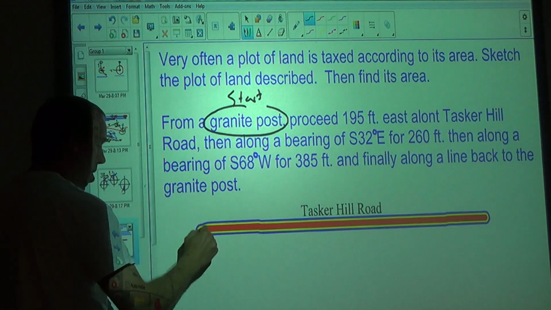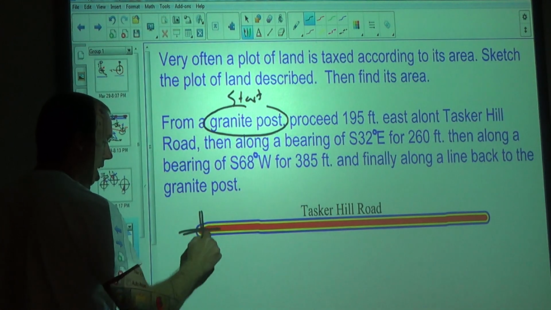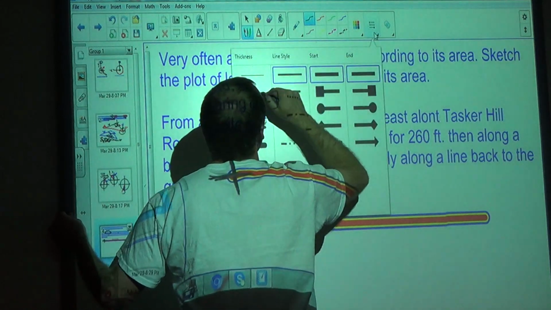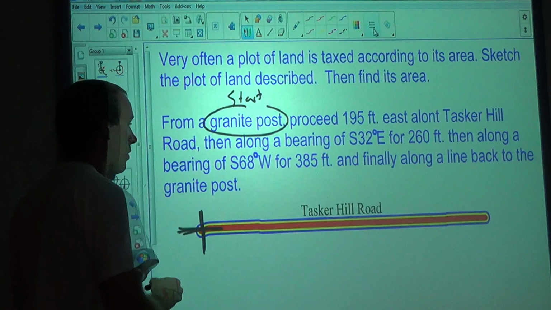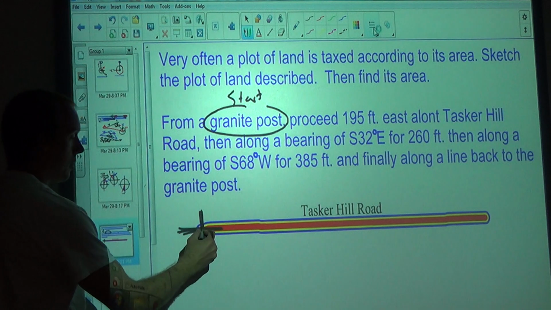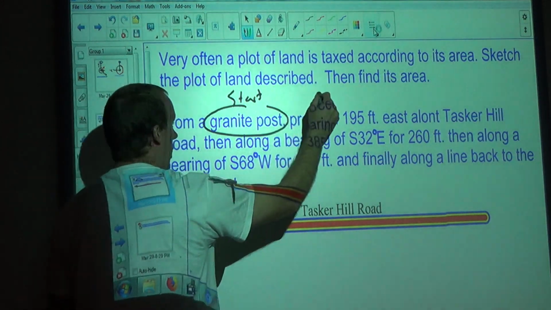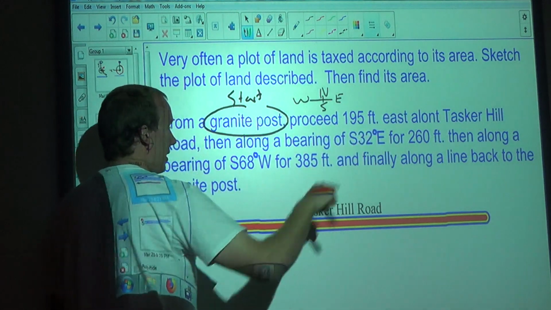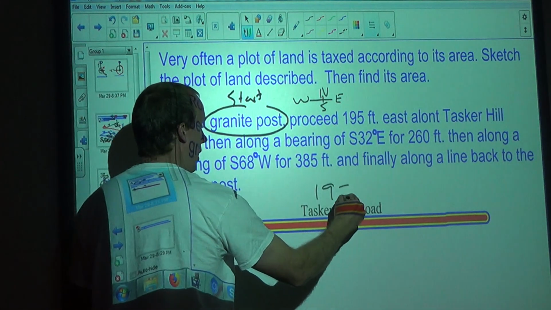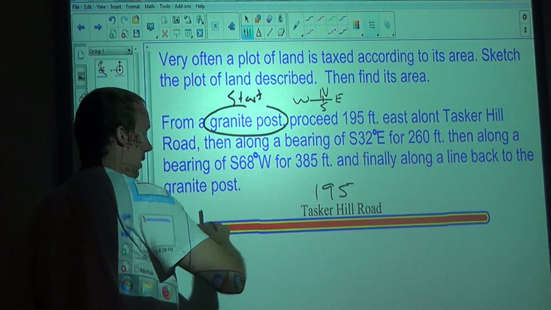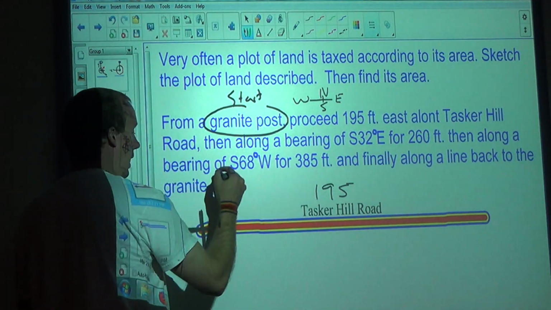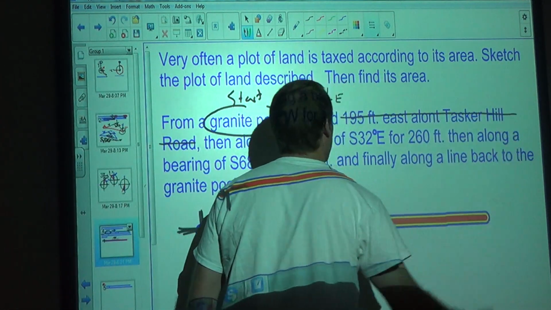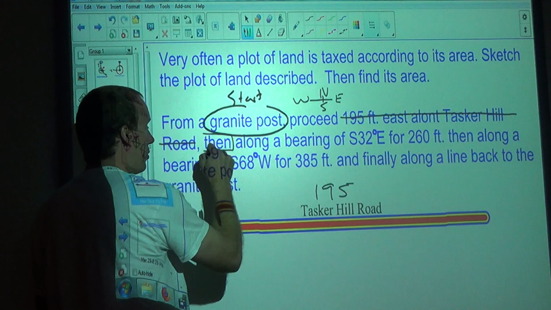Okay, so I'm going to guess that my post is right here to start. I always start with a crosshair. I'm going to go with a thinner line. I'm going to proceed east, so I'm going to go all the way east here, and if you go north, south, east, west, okay, east is this direction, for 195 feet, east along Tasker Hill Road. Okay, I've done it, I'm going east, done. Okay, let's look at the next line. Then, so now I'm changing my bearing.